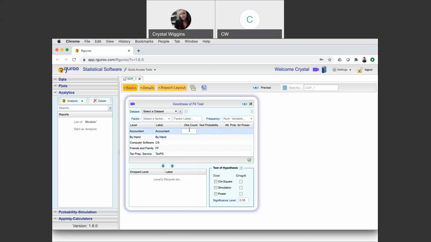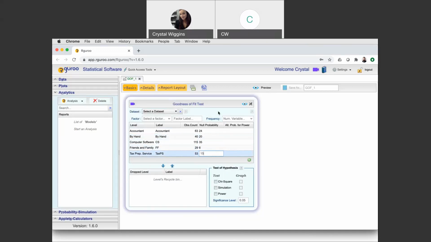The observed counts were given in the chart. So remember, observed is from the experiment itself. I'm copying those right out of the chart from the PowerPoint. And the probabilities are coming from the expected distribution. You can enter these in many different ways. So you can enter these using the percents. But if you do that, you need to make sure that you're consistent, that everything typed in here is typed in percent form. Or you can do the decimal form if you prefer.